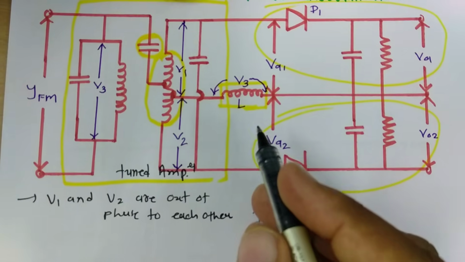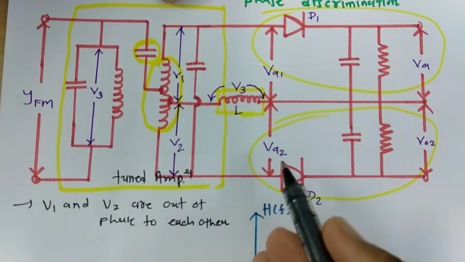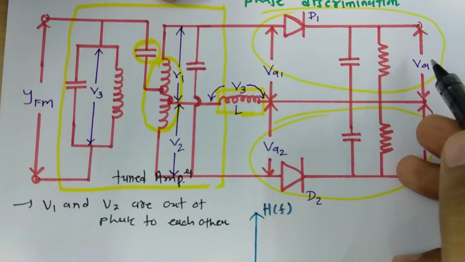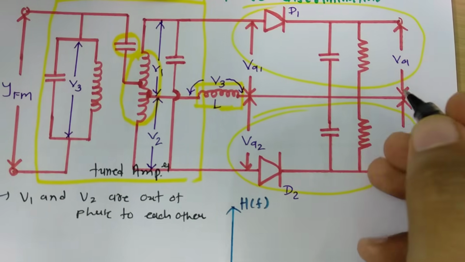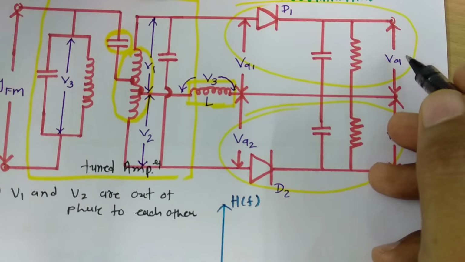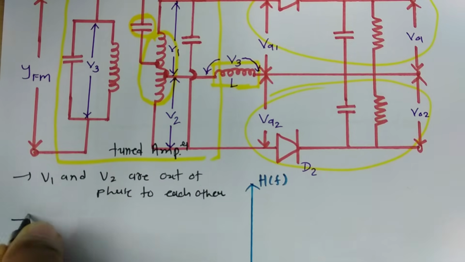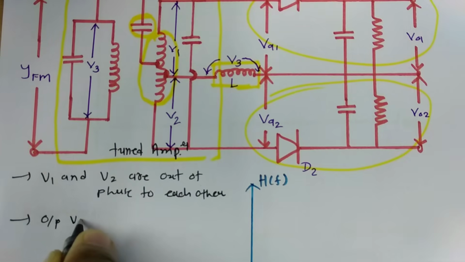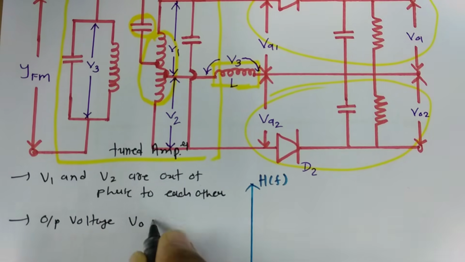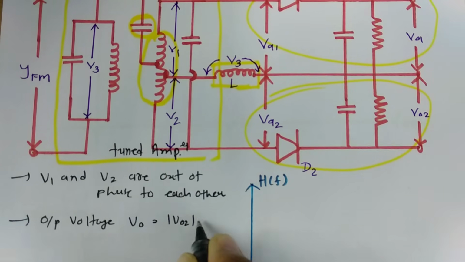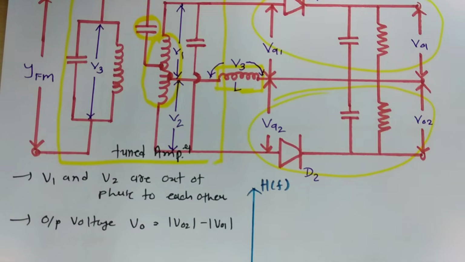Now its working is purely based on the voltages at VA1 and VA2, and as per that we get outputs V01 and V02. Our output is based on the difference of these two voltages. So our output voltage V0 will be mod of V02 minus mod of V01. That is how our output will appear.